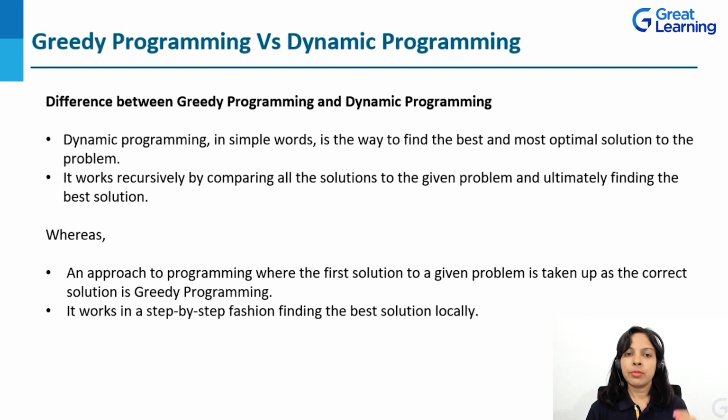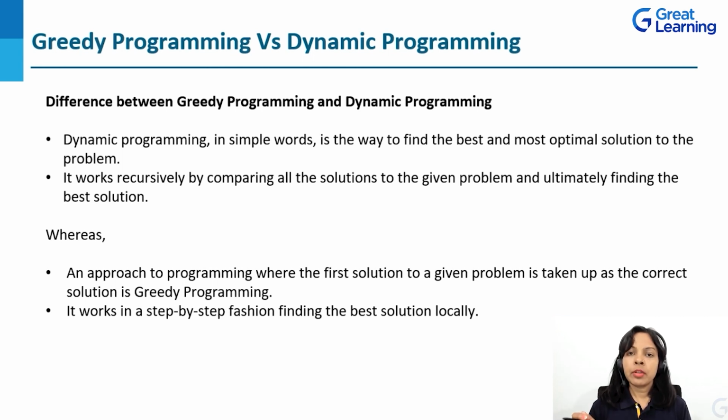So in those 5 steps in greedy programming, the approach will be that the first step solution will be found, then second step best solution will be found, then third step best solution will be found without considering the previous step solutions. And then finally at the fifth step, whatever is the best solution, that becomes your final solution in greedy programming.